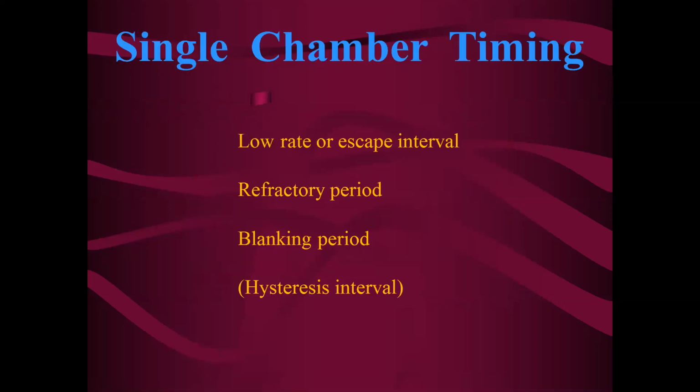So, single chamber timing cycle. Timing cycle is best understood by first learning about single chamber pacing, because when we start to look at dual chamber, then everything is kind of like double. So let's focus on the single chamber timing. The important intervals that you need to know are the low rate, which is what the pacemaker low rate is set at. There's also something called a refractory period, a blanking period, and a hysteresis interval that we already talked about in the first section.